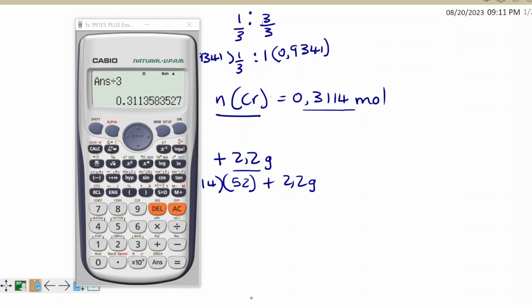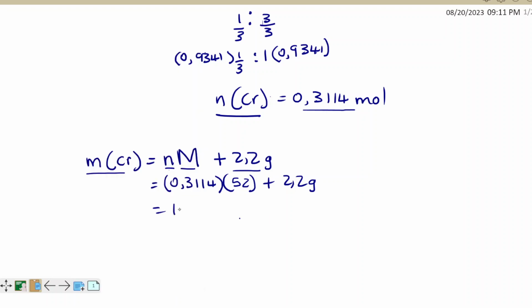So let's multiply these two now. Multiply there by 52. Then we get 16,19. Then add 2.2 on that one. Then the total mass now is 18,39. Now we take two decimals, 18,39 grams. This is the final answer of the mass of the chromium.